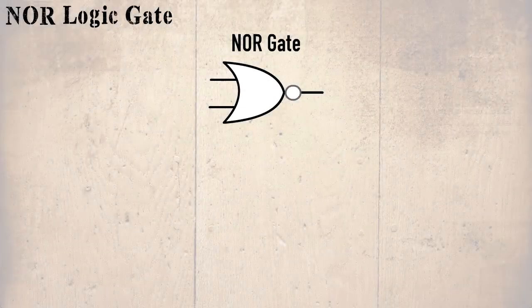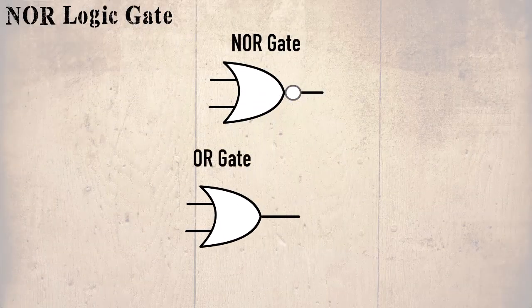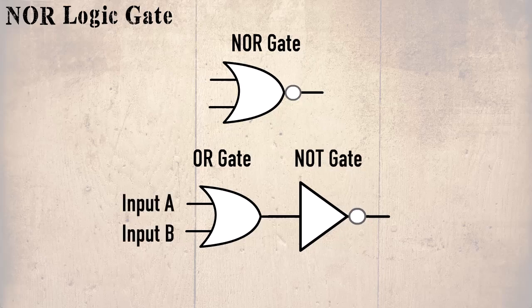To recap, the NOR gate is a combination of the OR gate and the NOT gate. It has two inputs, as with all logical gates, and one single output. To be clear, when the input to an OR gate is 0 and 1, the output of the OR gate is 1. When the input to a NOT gate is 1, the output is 0. In other words, the NOT gate inverses the input.